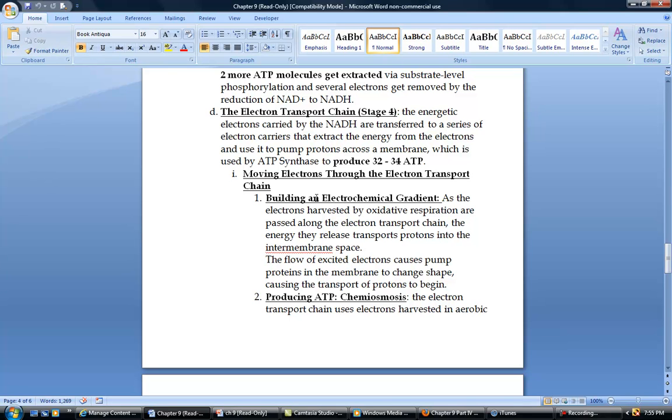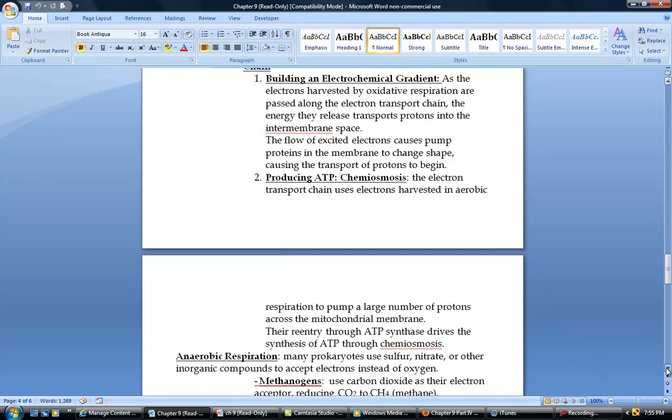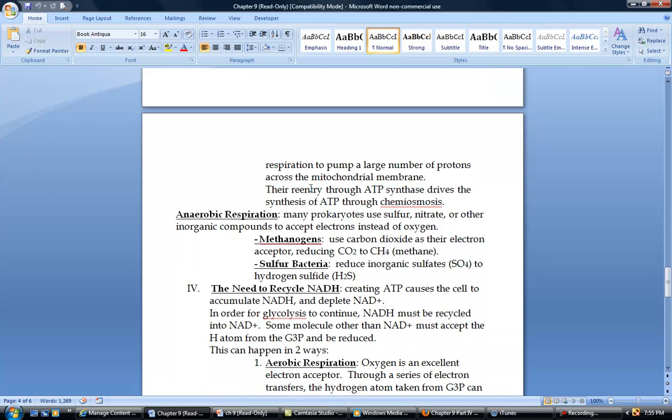So building an electrochemical gradient, what this is talking about is how those protons were moving over to that one side of the membrane and getting trapped up there. And then what's going to happen is chemiosmosis is that process of the protons, or H pluses, coming back through that ATP synthase and causing it to turn. So that whole process is called chemiosmosis, and that's what makes the ATP. So you can see the re-entry through ATP synthase is going to drive the synthesis of ATP through the process of chemiosmosis. Okay, so that's the electron transport chain, and that's how aerobic respiration works.